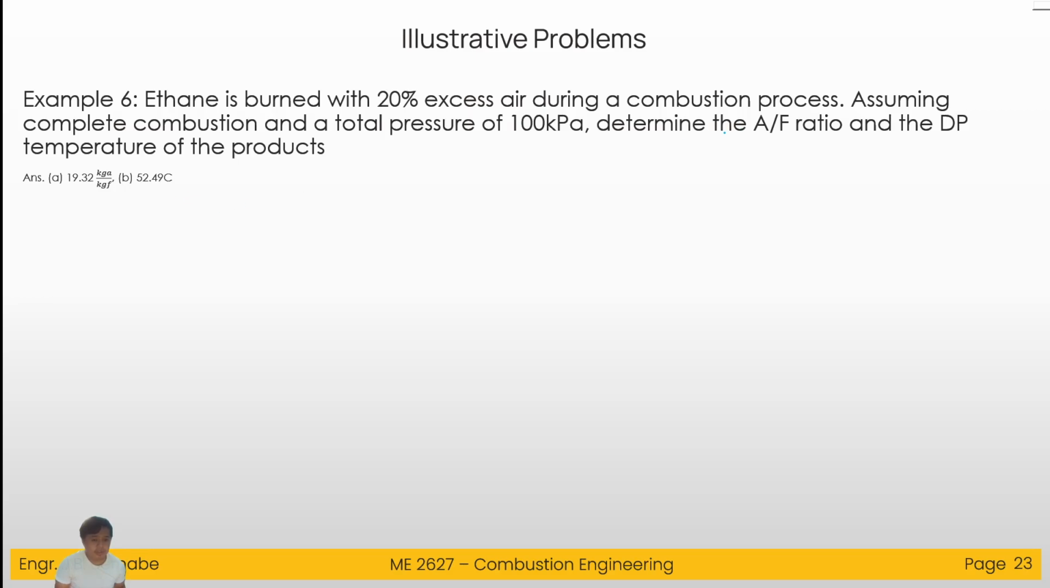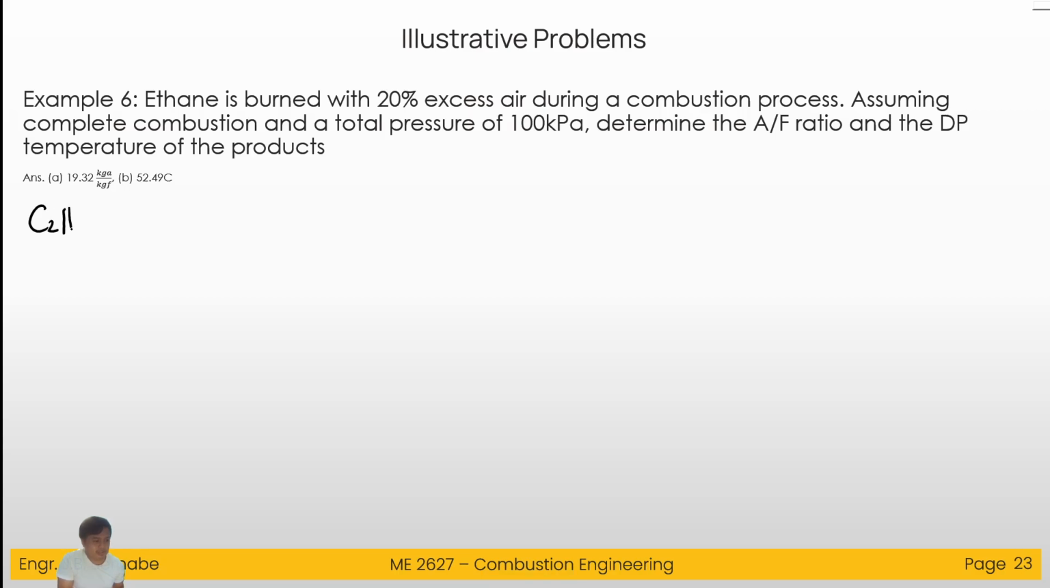So we want to determine the air-fuel ratio. You need to find the number of moles of air, no? And to find the dew point temperature of the products, you have to determine the number of moles of all the products, no? And then specifically we need the moles of the water vapor to find the dew point temperature. So we have to do the chemical balancing again.